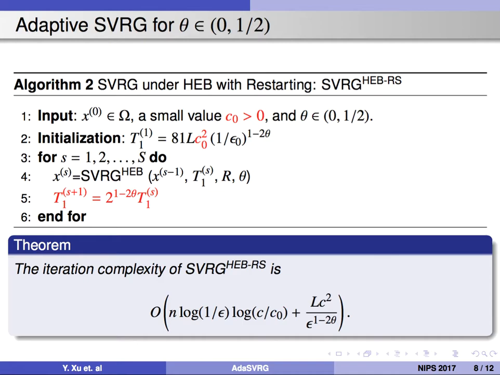We can start with a small value of C0, which is not necessarily larger than C. If C0 is larger than C, the first call of SVRG-HEB will achieve an epsilon-optimal solution. We can also provide the same convergence results as SVRG-HEB.